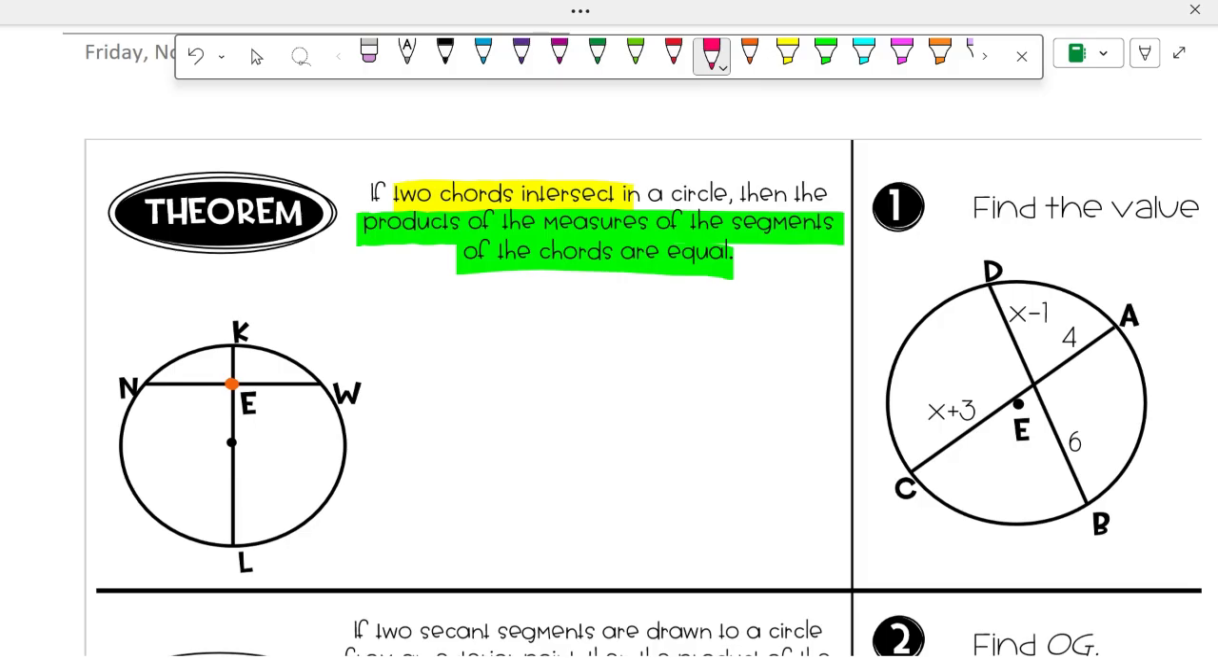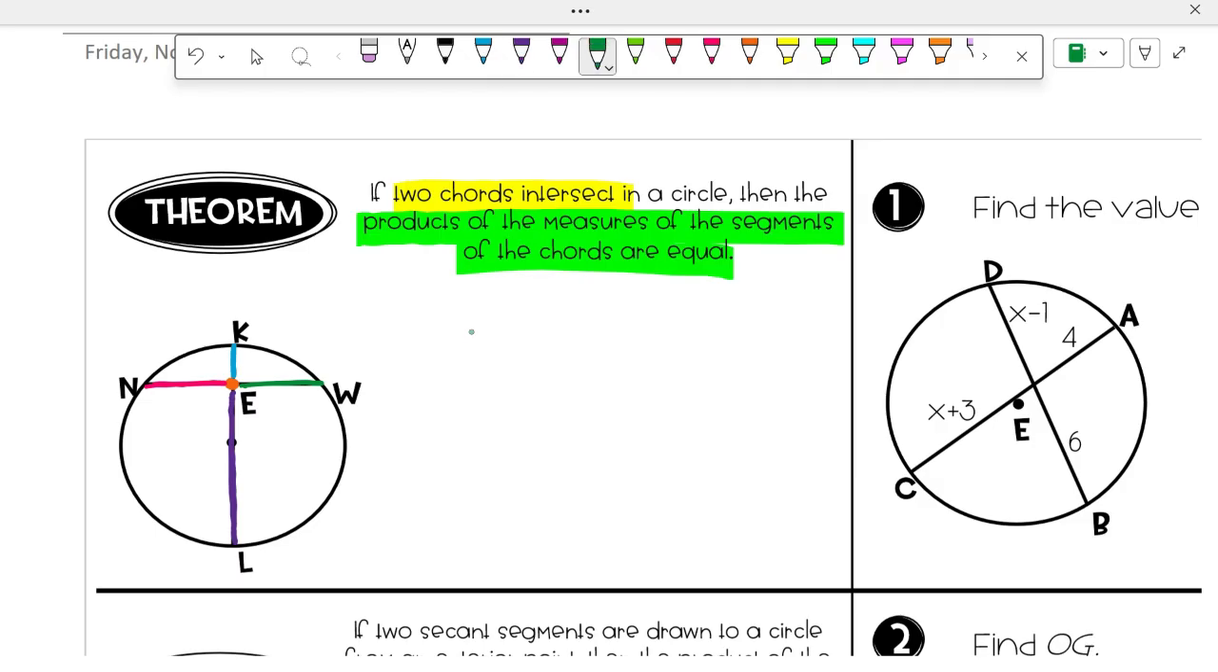pieces. So for chord NW, the two pieces would be NE and EW. And then for chord KL, the two pieces would be KE and EL. And they're saying that if we took those two pieces and multiply them together for each chord, they would have the same product, meaning they'd have the same answer if you multiplied them.